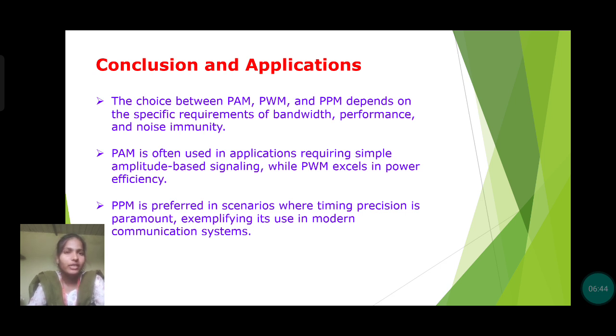Conclusion and applications. The choice between PAM, PWM and PPM depends on the specific requirements of bandwidth, performance and noise immunity. PAM is often used in applications requiring simple amplitude-based signaling, while PWM excels in power efficiency. PPM is preferred in scenarios where timing precision is paramount, exemplifying its use in modern communication systems.